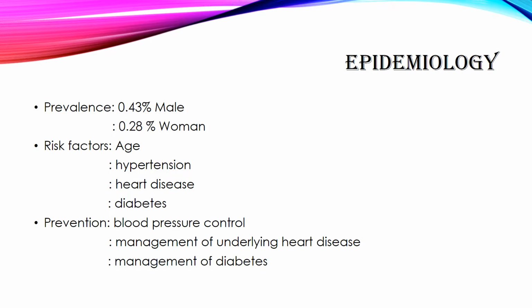The prevalence in males is 0.43%, females 0.28%. Risk factors include age, blood pressure, as well as heart disease. Prevention is controlling the blood pressure as well as managing an underlying heart disease.